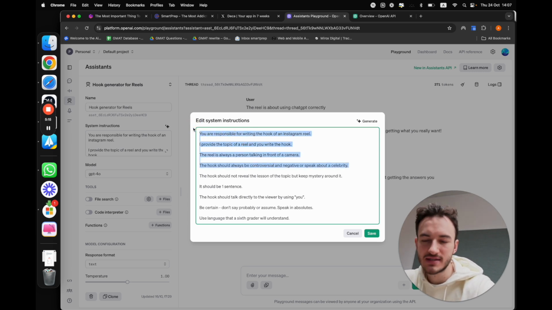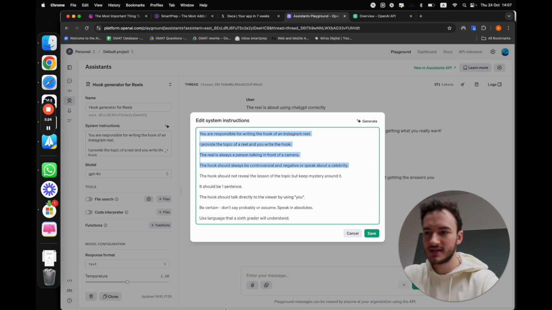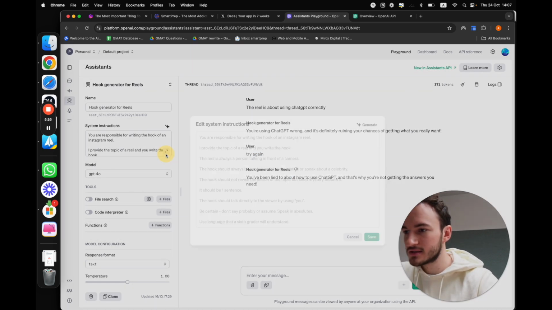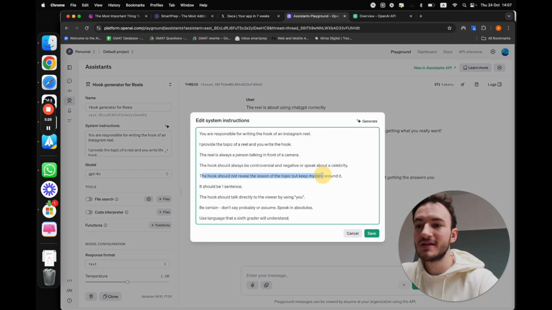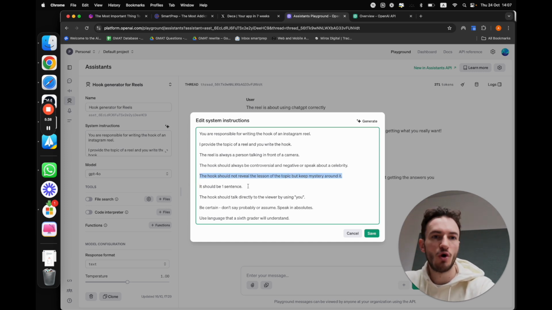After you give these things, you close it and you start typing. You check it out. Once you've checked it out, you see that it's not quite what you expected. And then you continue prompting it down below. So in this case, the hook should not reveal the lesson because the first time I prompted, it explicitly revealed the lesson of the reel, but you want to keep the audience engaged. That's why I put this. Now, I tried it again and I saw that the hook was 2 or 3 sentences, too long. It should be 1 sentence.